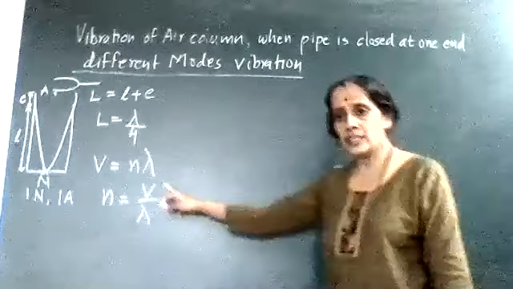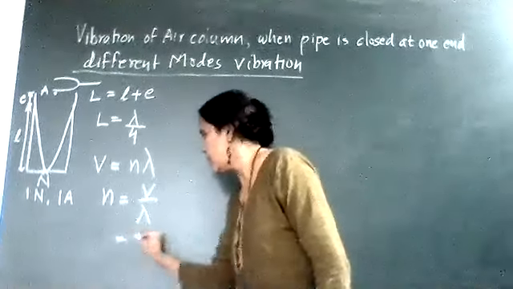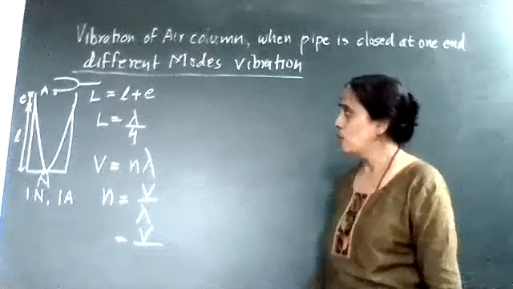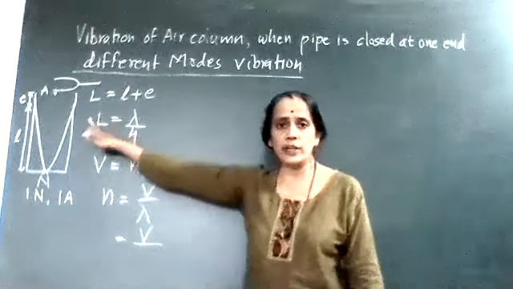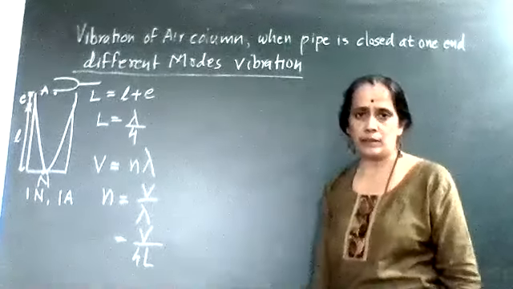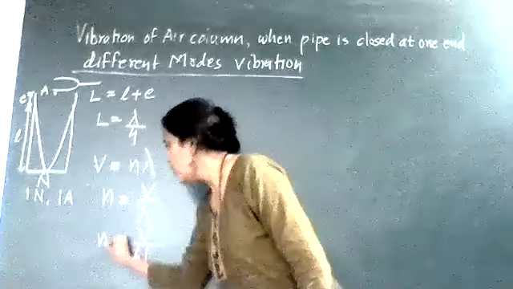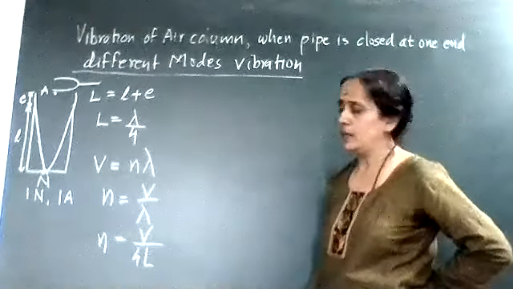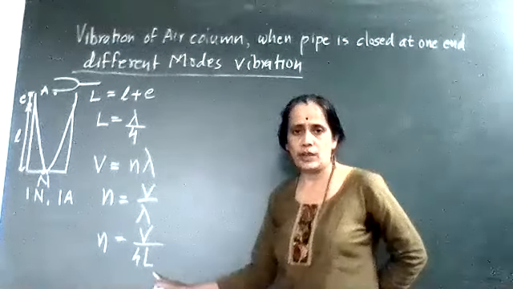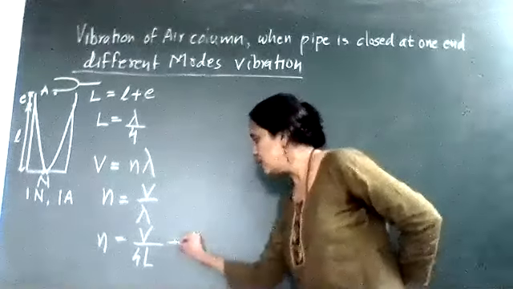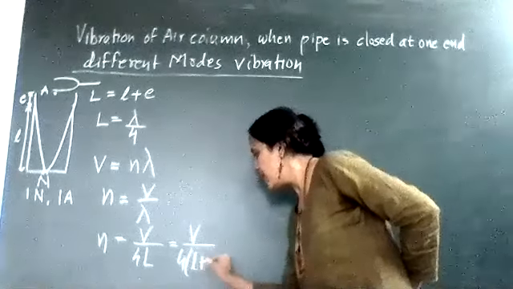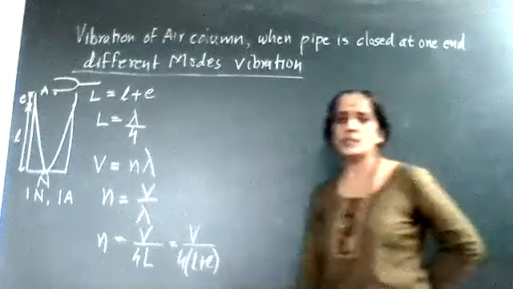Fine? As it is V upon lambda, I can write down V upon... Now from here, I can write the value of lambda. What is the value of lambda? I will get it 4 into L. So that value of lambda I can substitute as 4L. Means what I am getting is that your air column is vibrating with frequency N, which is equal to V by 4L, or we can say that capital V divided by 4 into (L plus small l).